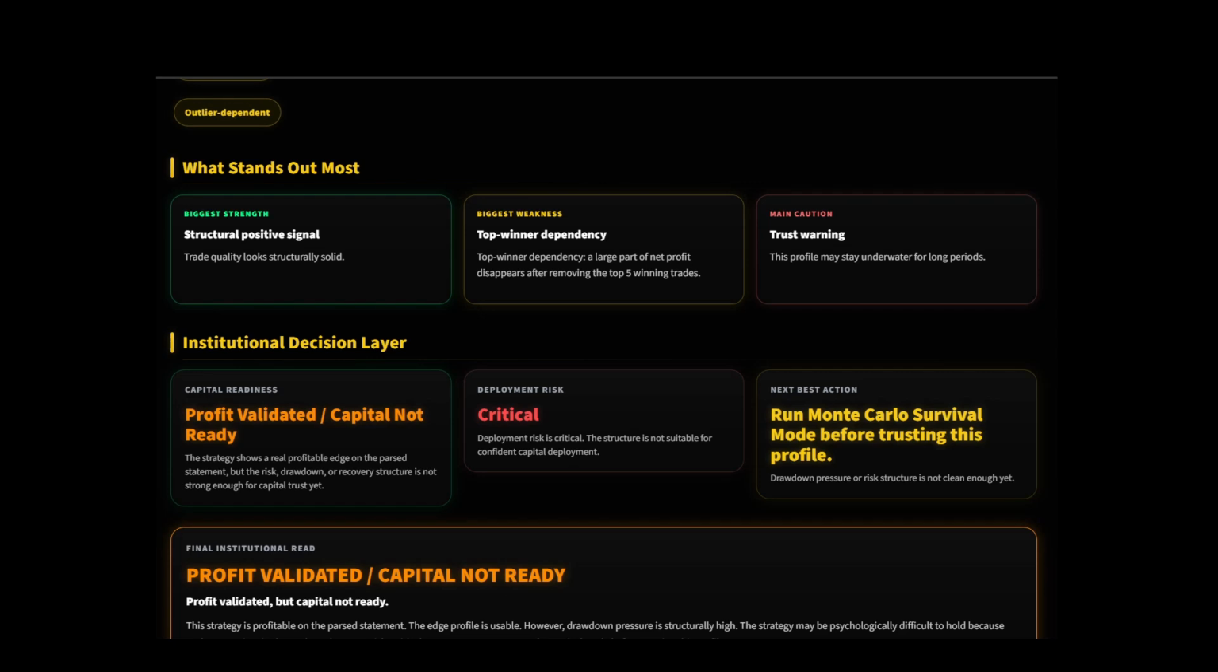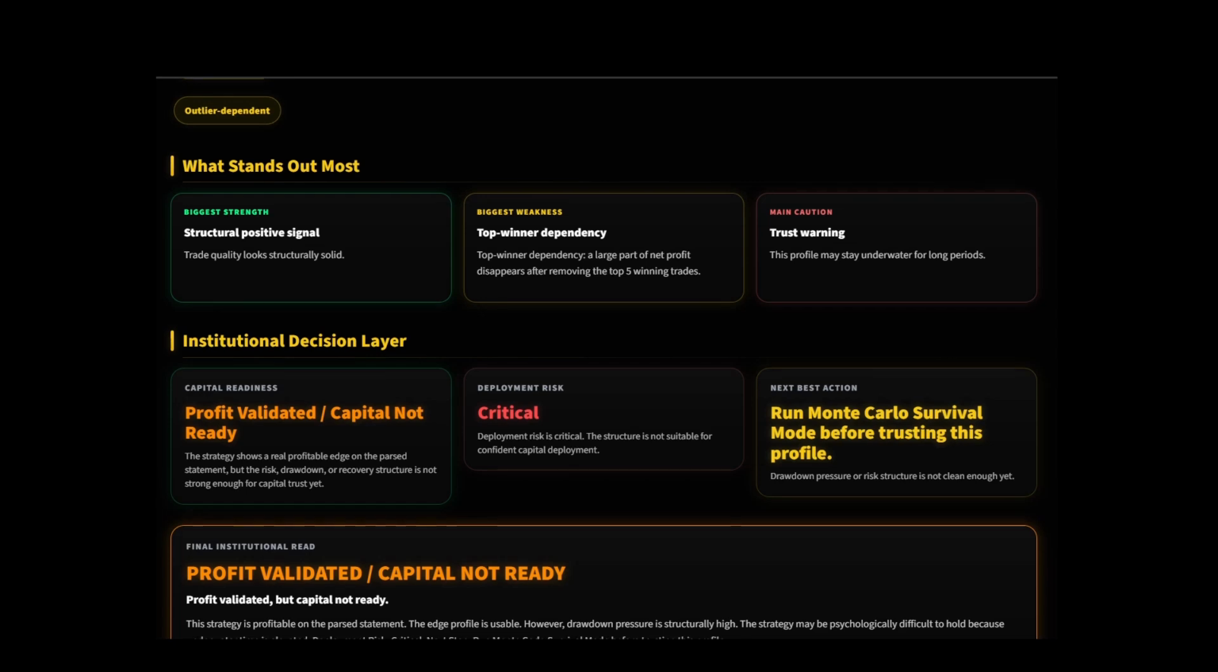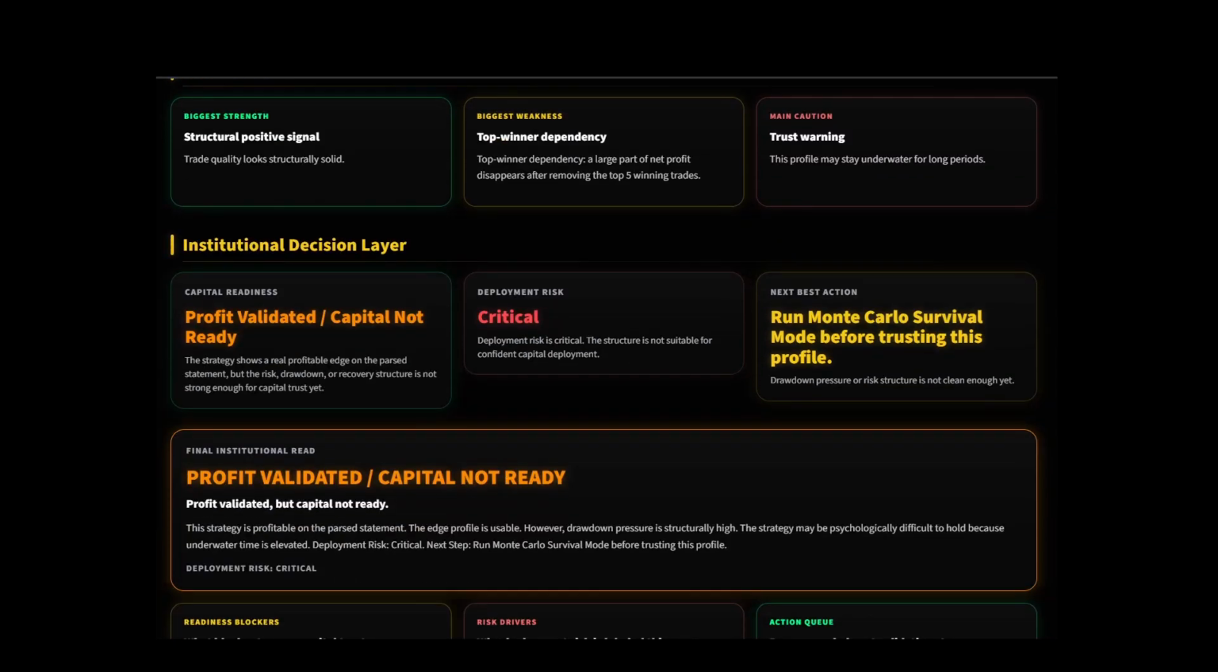And that is why these tools are connected. The Strategy Intelligence Report reads the structure. Monte Carlo then stress tests that structure under pressure. Below that, we get the final institutional read. This gives the same conclusion in a more complete sentence. Profit validated, but capital not ready. The report explains that the strategy is profitable and the edge profile is usable. But drawdown pressure is structurally high. The strategy may also be psychologically difficult to hold because underwater time is elevated.